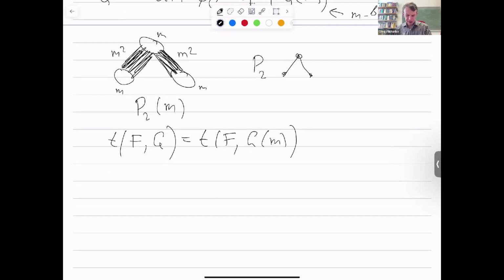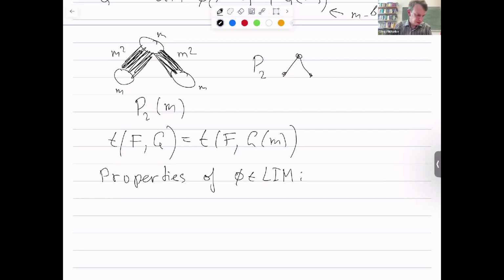Yeah. And then there was a question earlier in the chat, which phi are possible. So let me state some properties of phi, and then I conclude maybe with a theorem that these are sufficient. So what are the properties that every limit has to satisfy? One trivial property is that it's normalized. It means if I take phi and evaluate it on a graph on one vertex and no edges, then it's always 1.